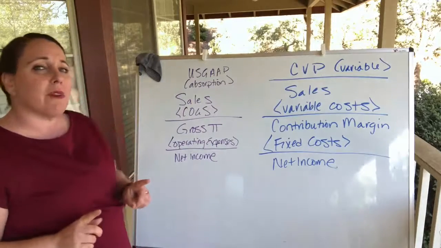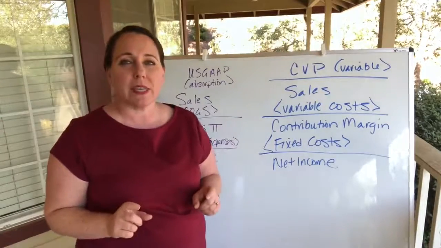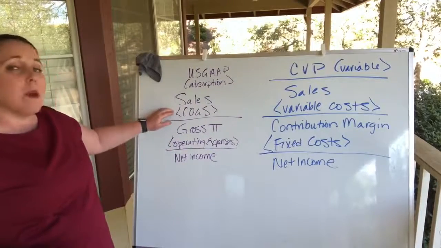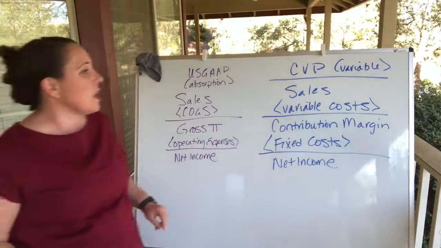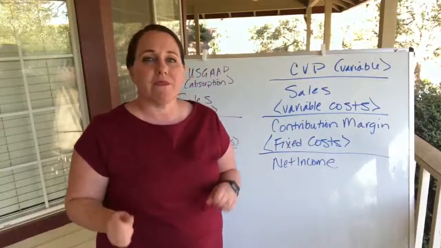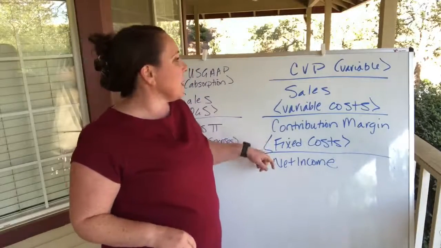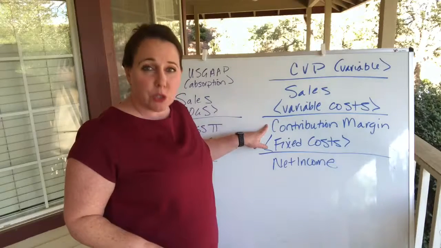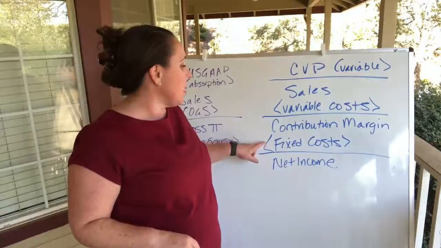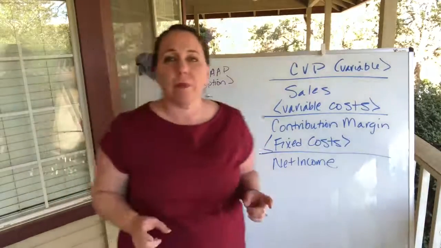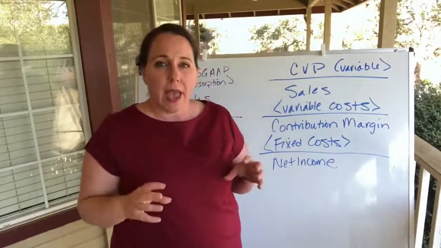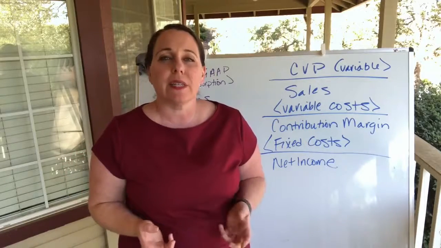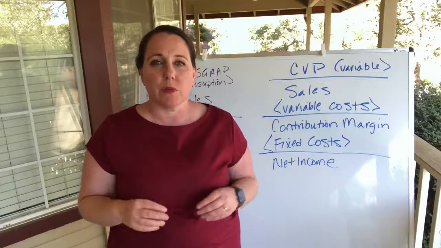With cost, volume, profit analysis, we're going to split things up a different way. Instead of having cost of goods sold and operating expenses, or product costs and period costs, we're going to split between variable and fixed. So our income statement under cost, volume, profit analysis will be sales minus variable costs equal contribution margin, which we'll learn about, minus fixed costs equal net income. And in this way, by splitting out the variable and the fixed costs, we can start doing some different kinds of analysis for internal purposes.